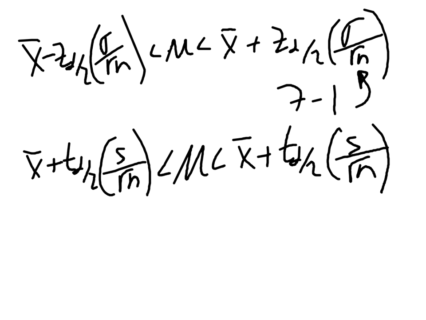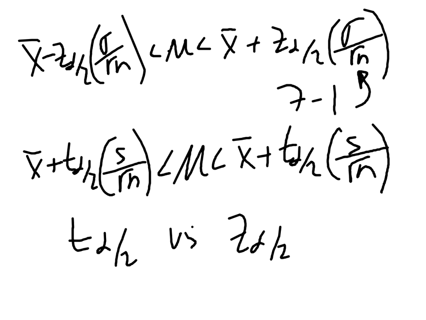So what's really different here? Well, there's two things that are different, and one of them, of course, is t sub alpha over 2 versus z sub alpha over 2. And then we have our S versus our sigma, or population standard deviation. Okay, so those are the only two things.